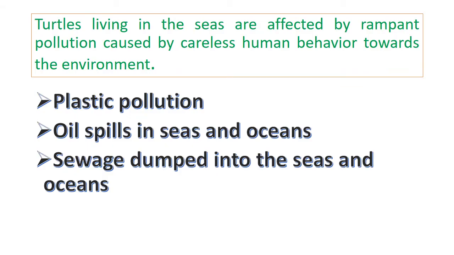Now, turtles living in the seas are affected by rampant pollution caused by careless human behavior towards the environment. We all know the reasons behind pollution in the sea and the oceans. First of all, the most obvious one is plastic pollution. The sea is full of billions and billions of microplastics, little plastic particles that have been diffused into the sea for many years now, carelessly. Another reason behind sea or ocean pollution is oil spills that come out of some ships and tanks in the ocean.